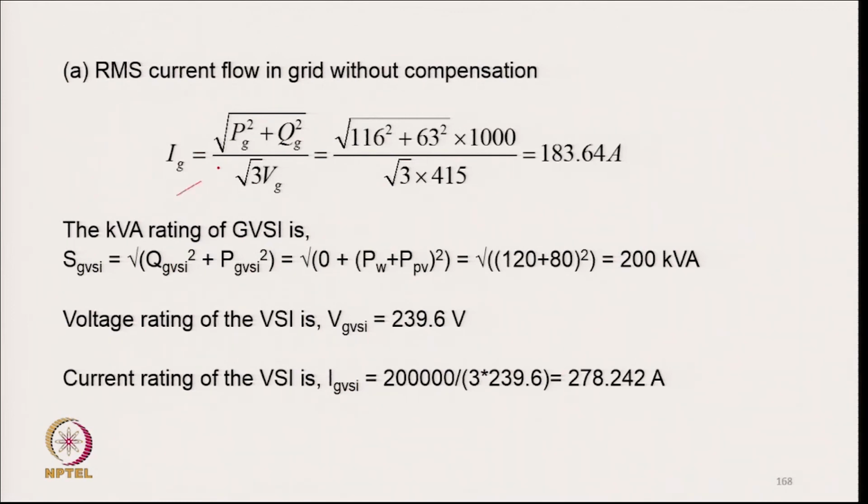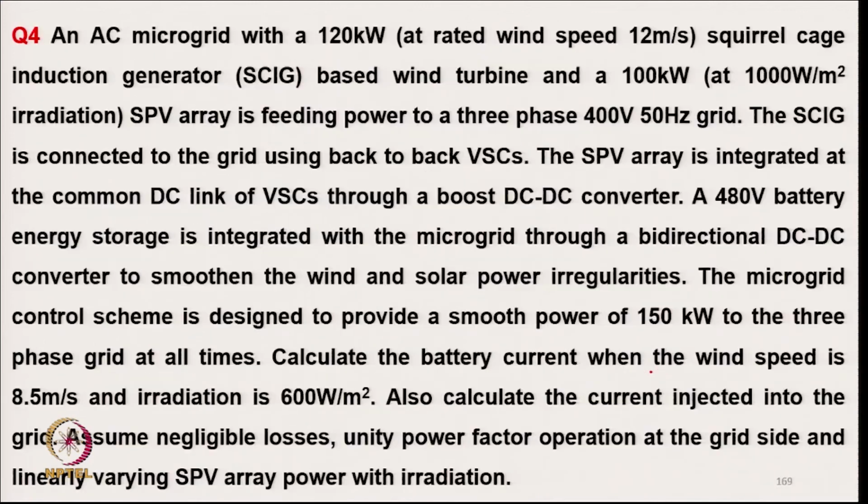Then the grid current without compensation comes typically from P and Q, it comes to 183. And for the grid side converter, we can find out the rating only for active power, because it is providing active power, not reactive power. And we can find out the grid voltage source converter current from this relation, 278.242.